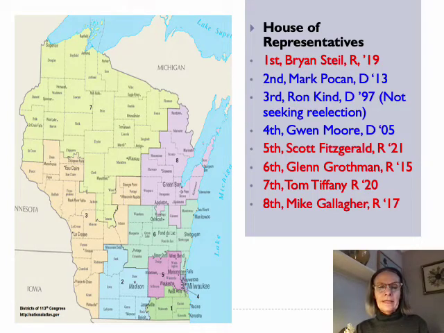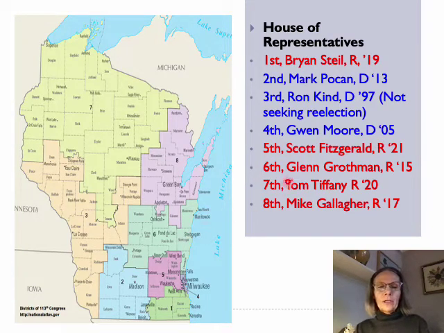Another thing that I'd like to point out is that of the 8 congressional seats, 5 are held by Republicans and 3 are held by Democrats, although that's likely to change, in that Ron Kind is not seeking re-election, and it's likely that a Republican is going to win in the 3rd district. This is Ron Kind's district over here. For those of you who live in the Waukesha, Washington County area, or if you live in Milwaukee County, it's likely that Gwen Moore is your representative.